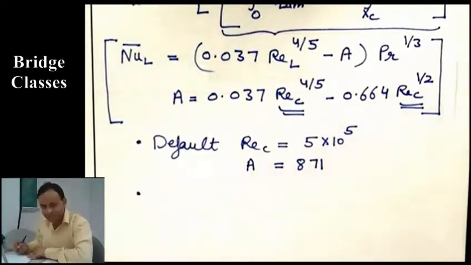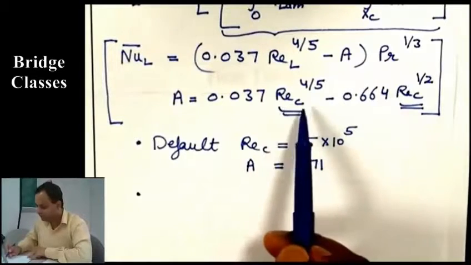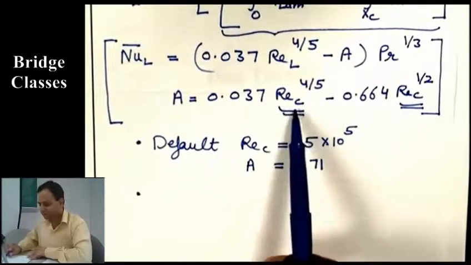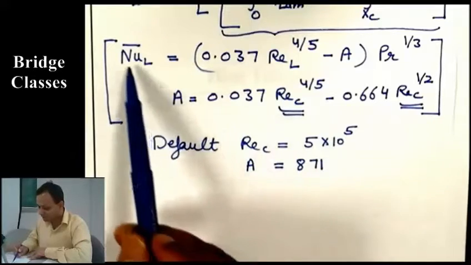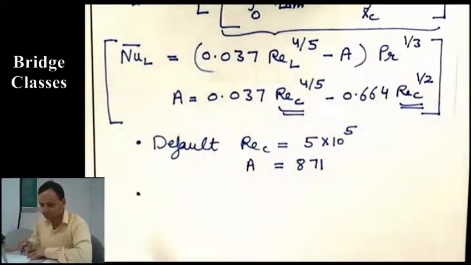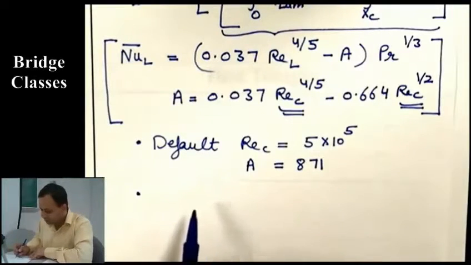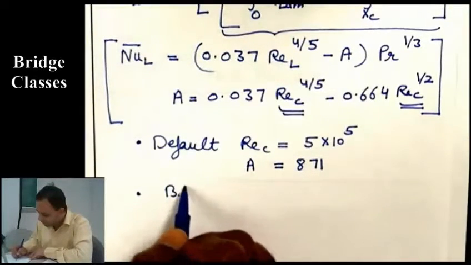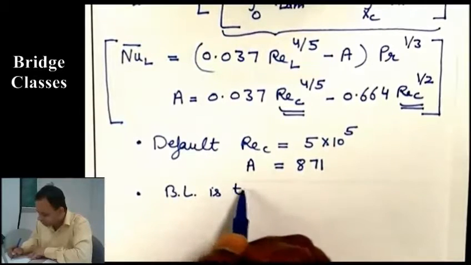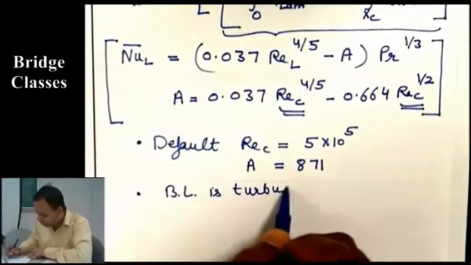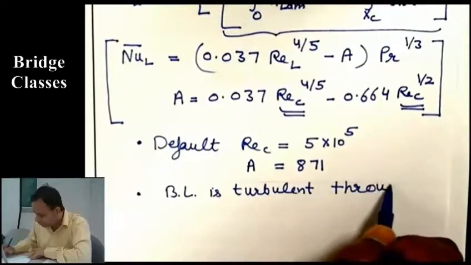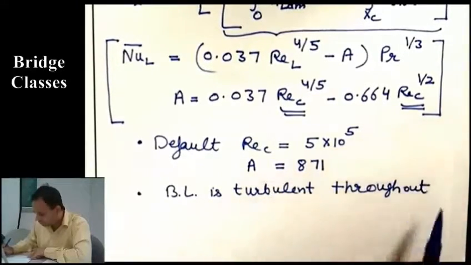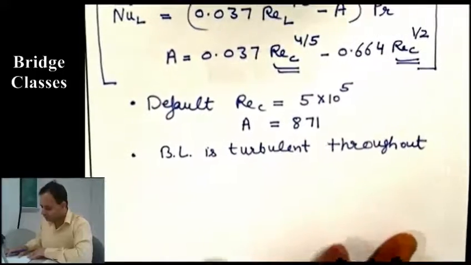But let us say the problem gives you a different value of critical Reynolds number. Then you'll have to substitute that number here. That gives you A. And then you can use this expression for average Nusselt number. Okay. A special case is if the boundary layer is turbulent throughout.